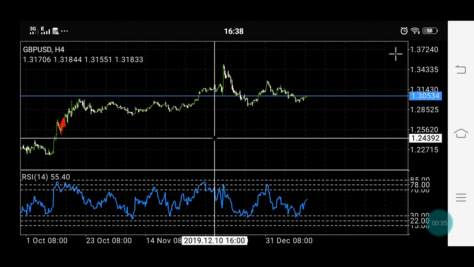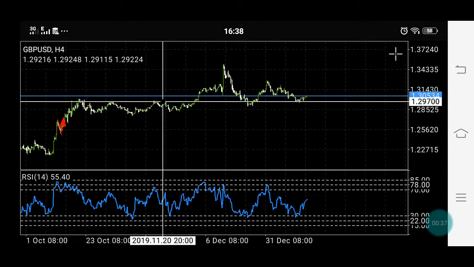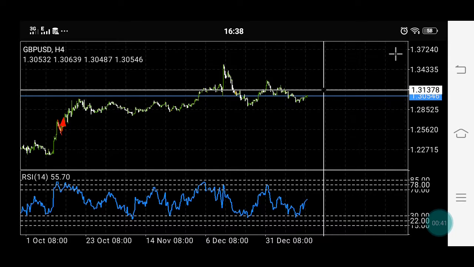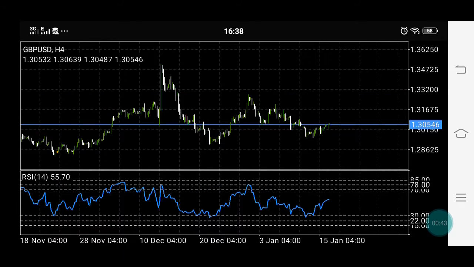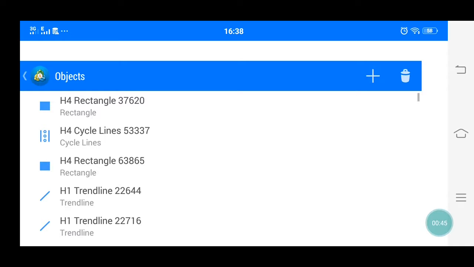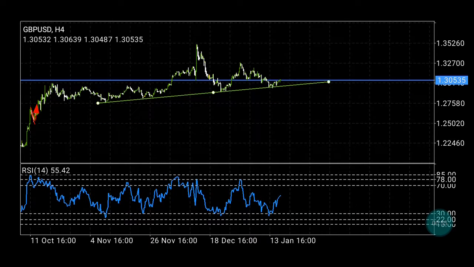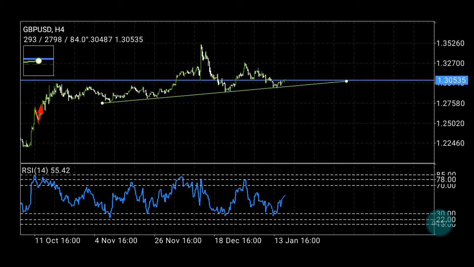The market is running sideways, up and down, running sideways. How do we see the market's next target? So it's very simple. I drew a line. This is the market running on this line.